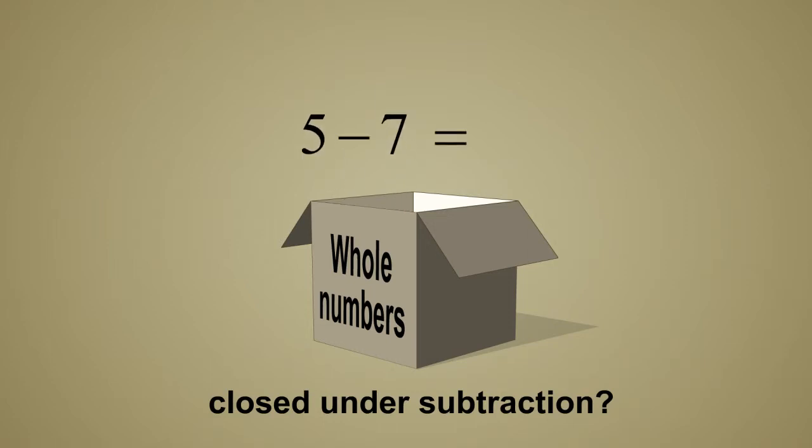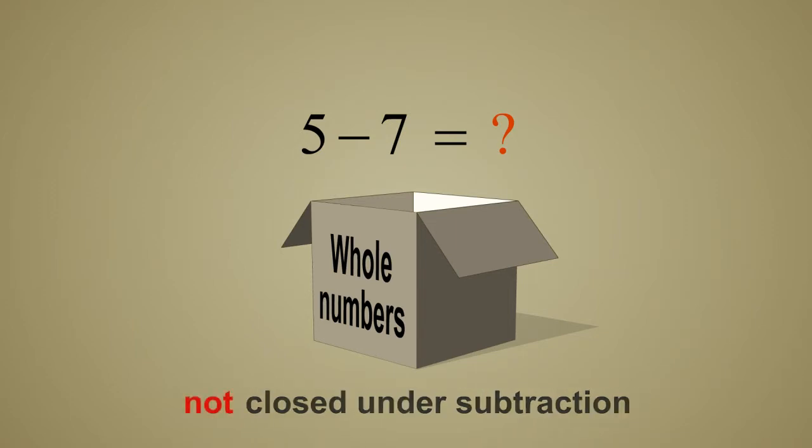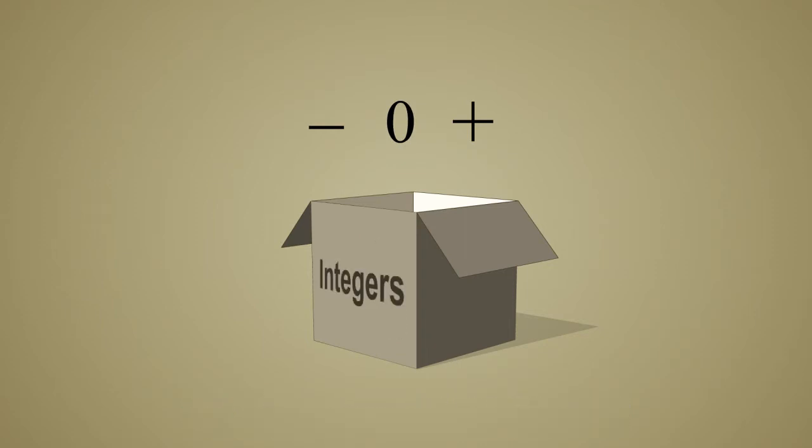If you subtract a larger whole number from a smaller whole number, there is no whole number which can represent the result. This is because we would need a negative number to represent the result, and whole numbers do not include negative numbers. Therefore, the whole numbers are not closed under subtraction. However, if we expand our collection of numbers to include negative numbers, then we can always find a number to represent the result of any addition or subtraction operation. These whole numbers, which can be positive, negative, or zero, are called integers.